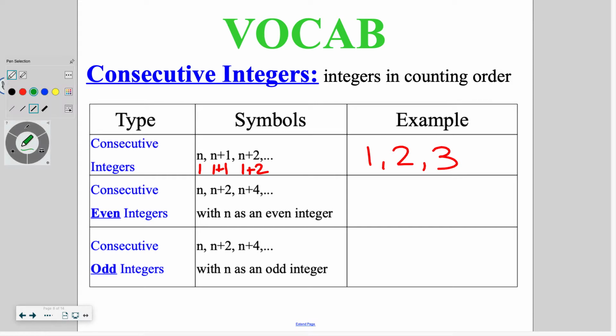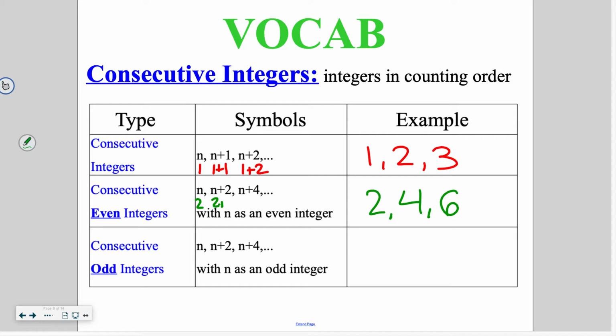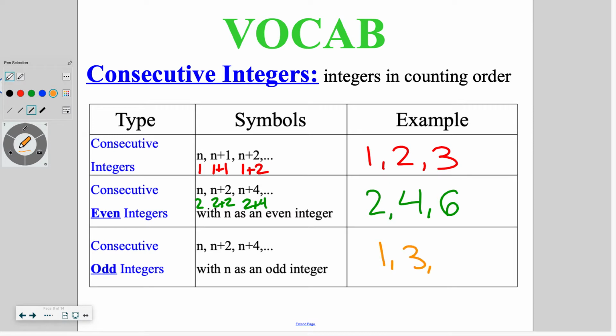Consecutive evens, same kind of idea, but now we're just counting by even numbers. So 2, 4, 6. So if n was 2, 2 plus 2 gives us 4, and 2 plus 4 gives us 6. The pattern stays the same for odd integers. So even though we're counting 1, 3, 5, our equation part stays the same as it did for the evens because 1 plus 2 gives us 3 and 1 plus 4 gives us 5. So if you're just counting in order, 1, 2, 3, you're going to have the number plus 1, the number plus 2, etc., keeps going. Even and odd, you're going to add 2 every time, so you're doing that skip counting.